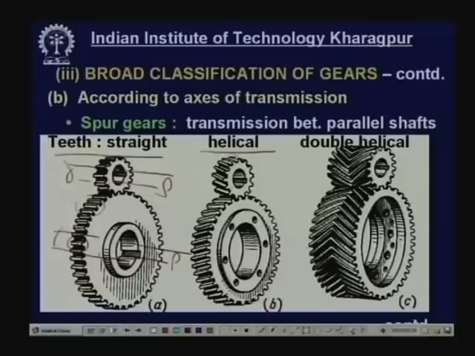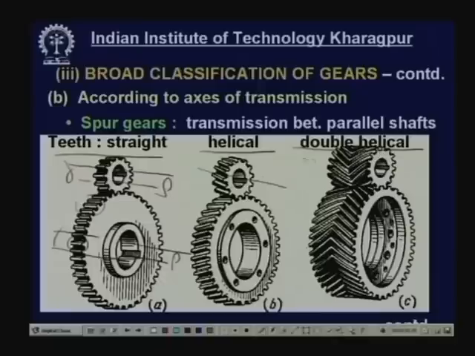Now here the teeth are slightly inclined with respect to the axis of the gear. Why? Because then you get better, wider contact between the teeth, which enables smooth running of the gears as well as transmitting more torque, heavier torque, unlike a straight tooth. So these are used for heavy power transmission and smooth work, but these are slightly more difficult to manufacture, so they are a little costly. Now, this is double helical.